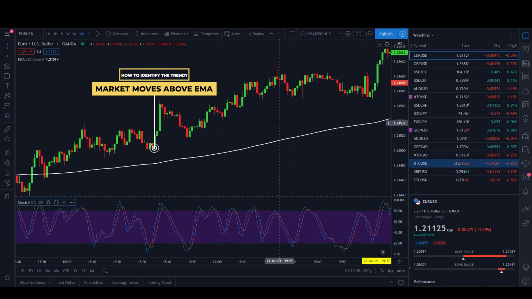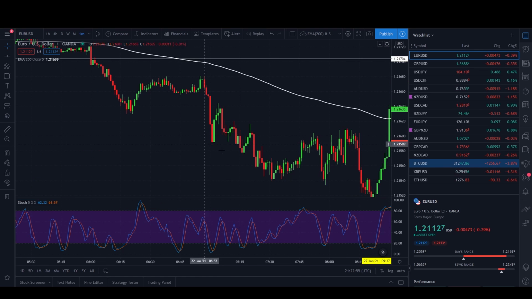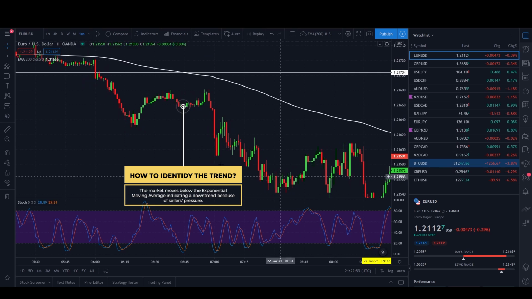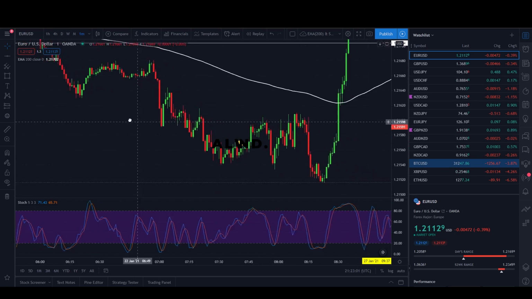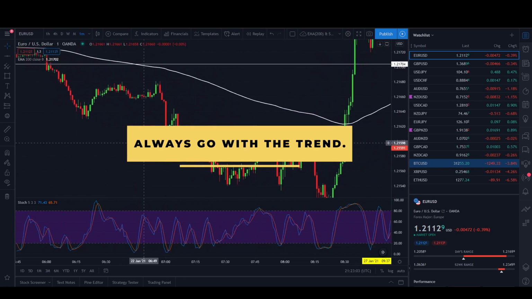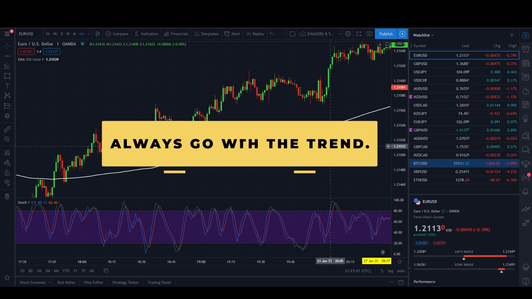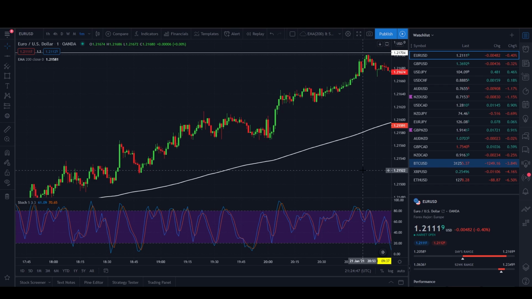As you can see in this example, we are in an uptrend because the candlesticks are above our 200 exponential moving average, and let's say if the candlesticks are below our 200 exponential moving average, it means we are in a downtrend and we will be looking only for sell trades. And I'm always telling this golden rule to my subscribers: always go with the trend, because the trend is our friend.